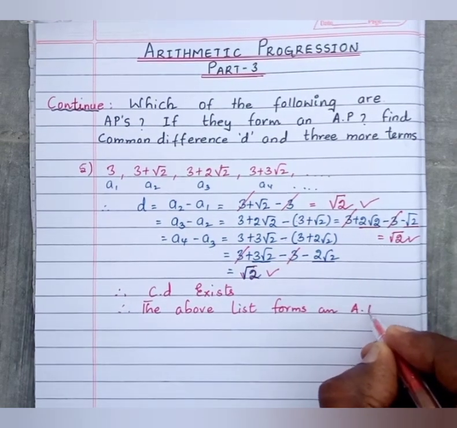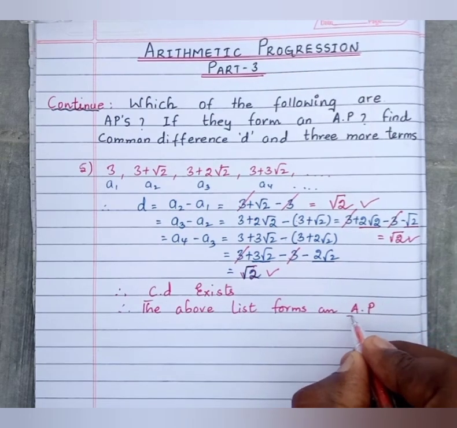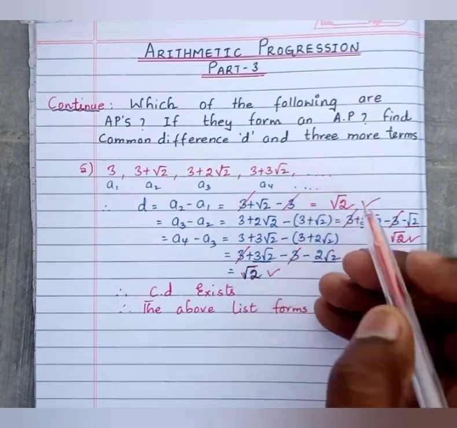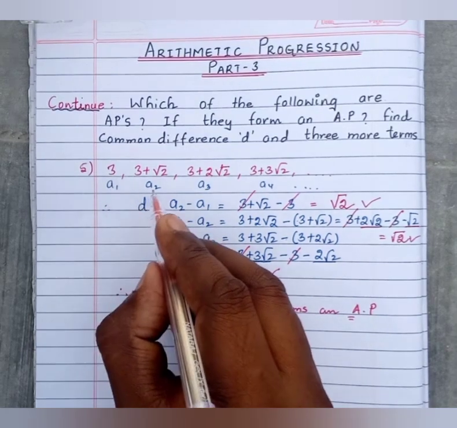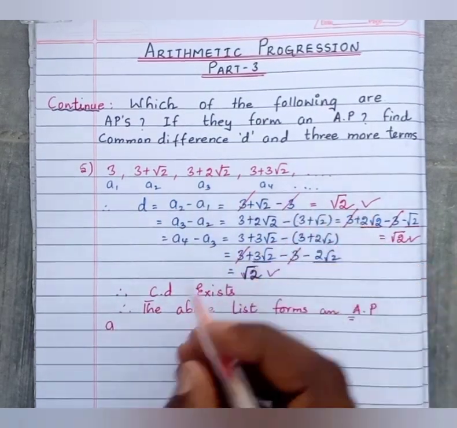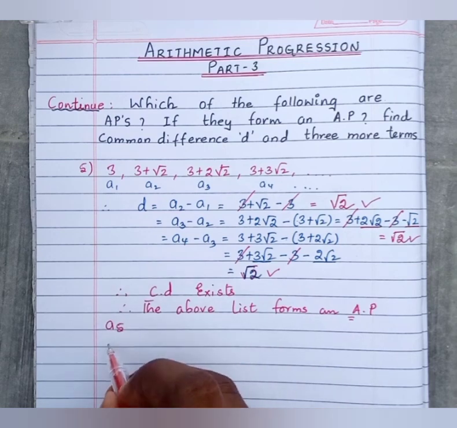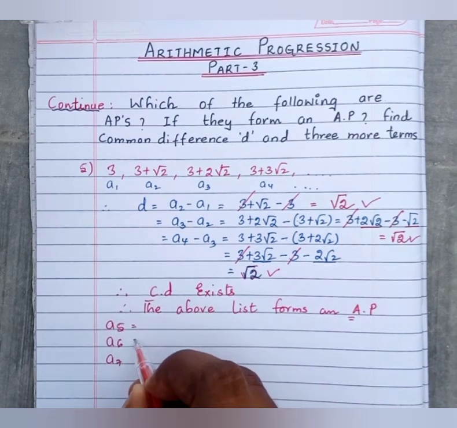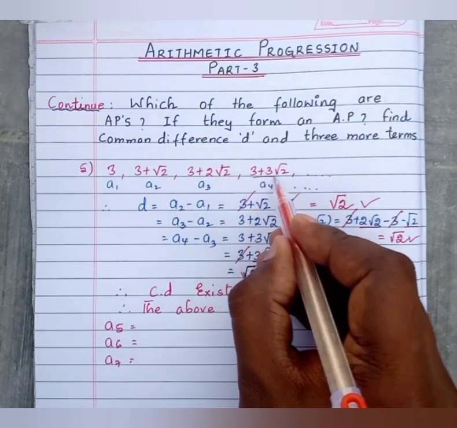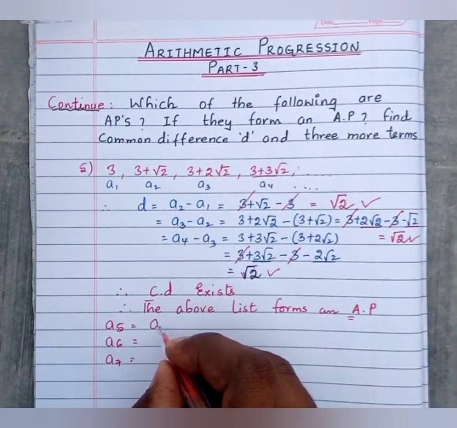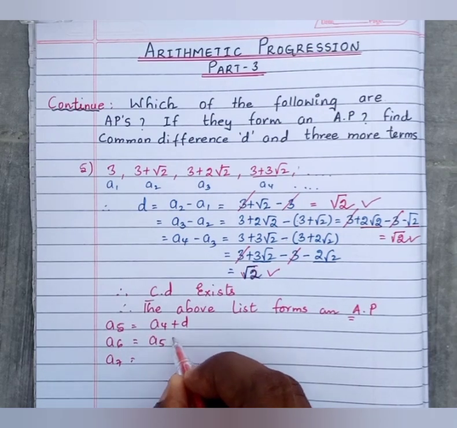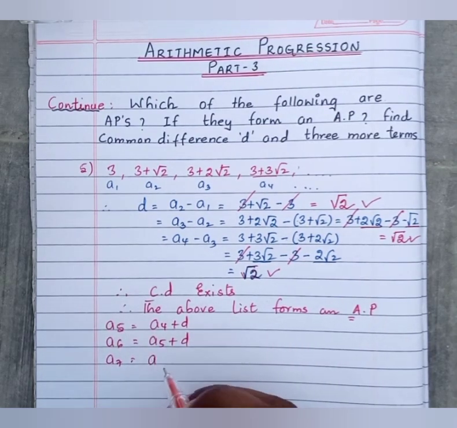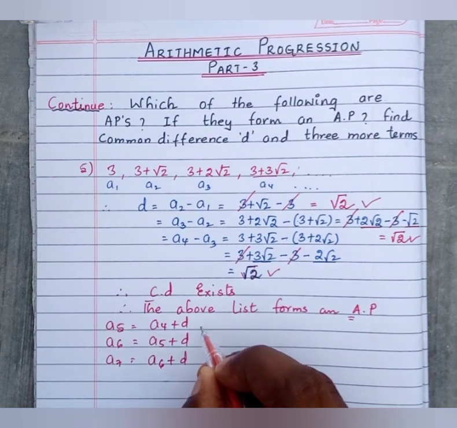If they form an AP, what should we do? We should find out the next 3 more terms. How to find out? That is A5, then A6, then A7. How to find out A5? For A4, I should add the common difference, that is A4 plus D. A6 is A5 plus D. In the same way, A7 is A6 plus D.